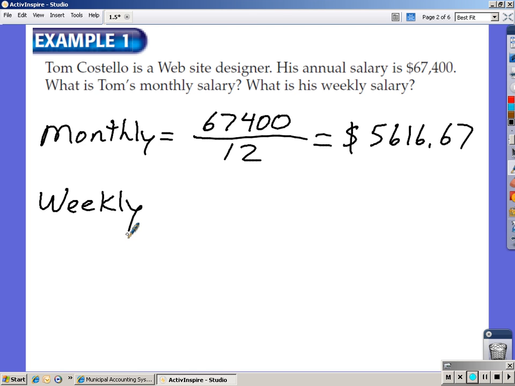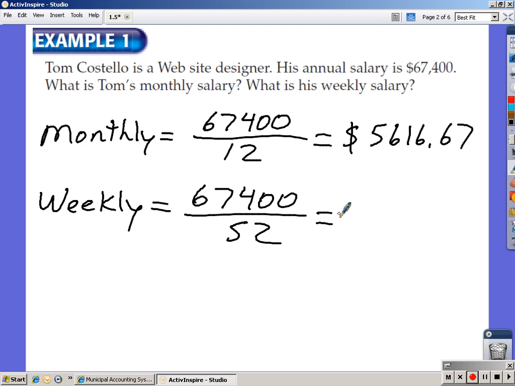All right? Now, in order to find weekly, a lot of people want to try and take this monthly number and divide it by 4. And like I just stated a minute ago, you cannot do that. The best way to find the weekly salary is to take the annual salary of $67,400 and divide it by 52. 67,400 divided by 52 gives me a weekly salary of $1,296.15. All right? Pretty simple. Make sure you're dividing appropriately.